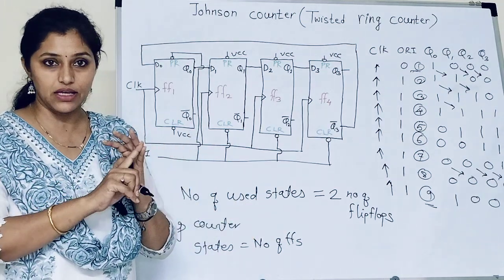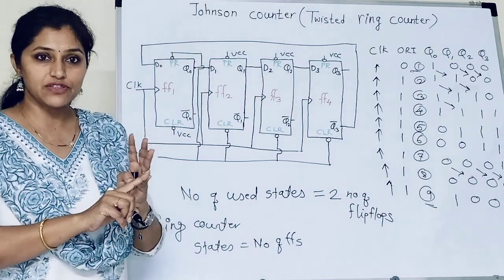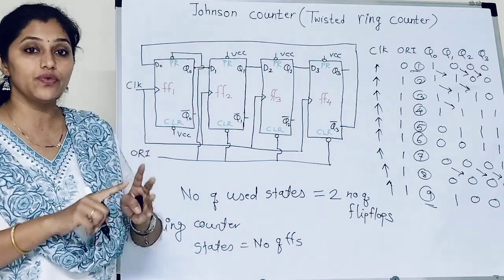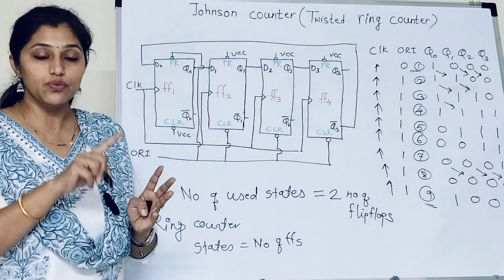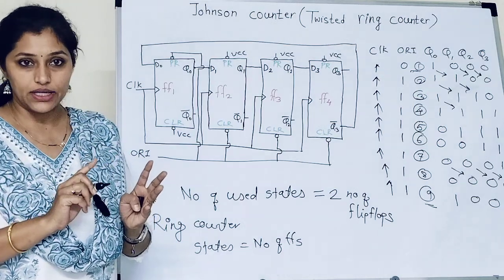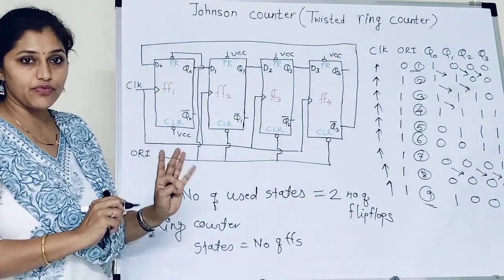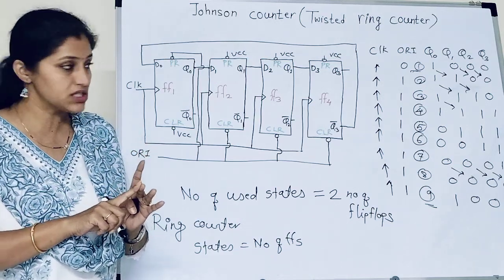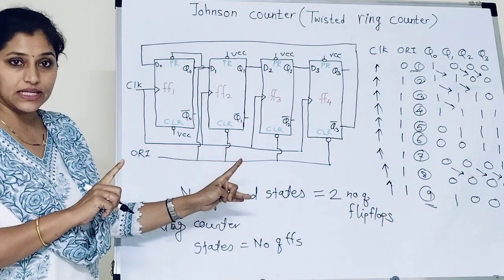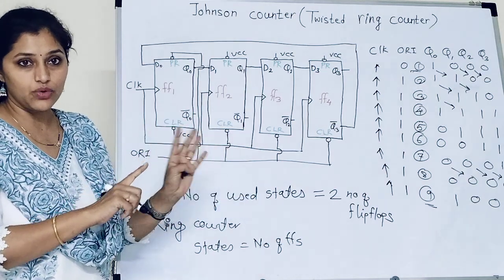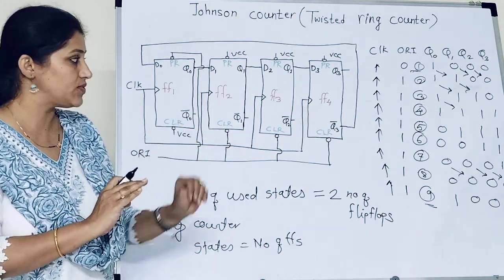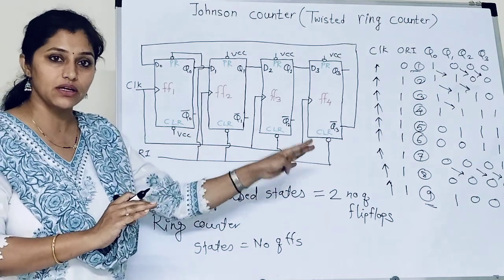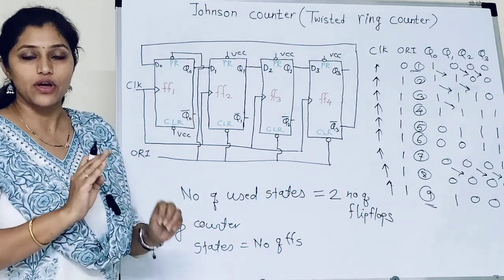So the difference is in a ring counter, the main output of the last flip-flop is connected to the data input, whereas in a twisted ring counter, the inverted output is connected to the data input of the first flip-flop. Both are synchronous counters, both have applications as shift registers, and here the number of states in a ring counter is the same as the number of flip-flops, whereas the number of states in a twisted ring counter is 2 times the number of flip-flops.